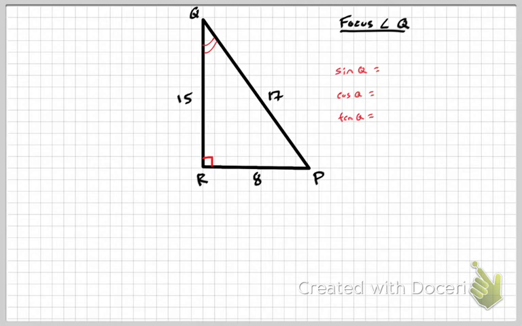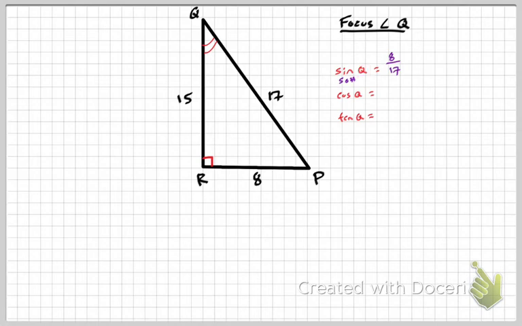Okay, so I know sine is opposite over hypotenuse. So if I'm focusing on Q, the side opposite that is 8. My hypotenuse is always the side across from the right angle, so 17. So again, this Q is a placeholder for an actual degree measure.